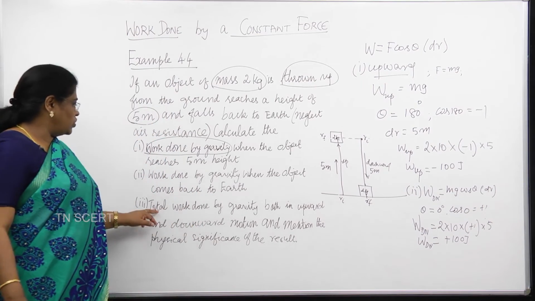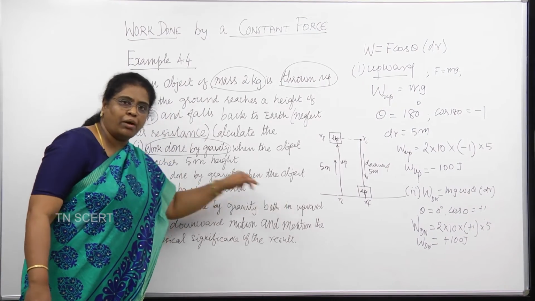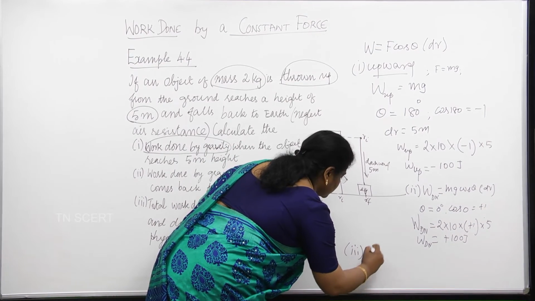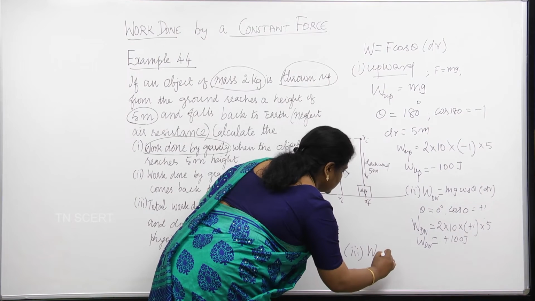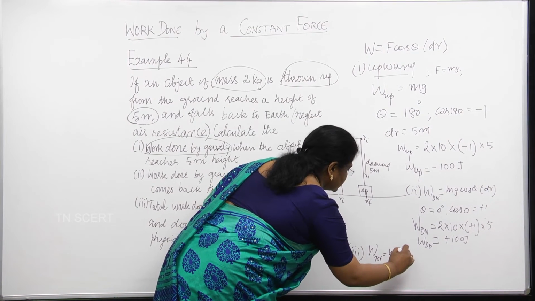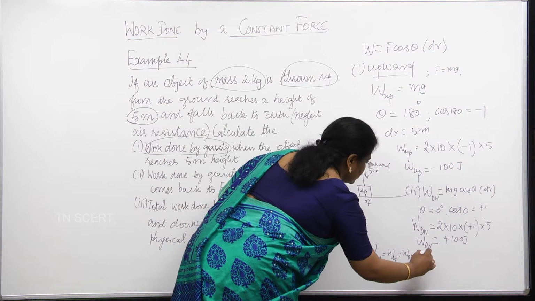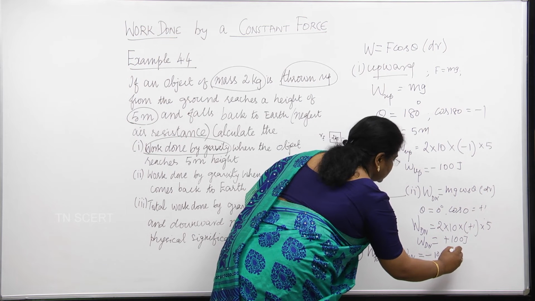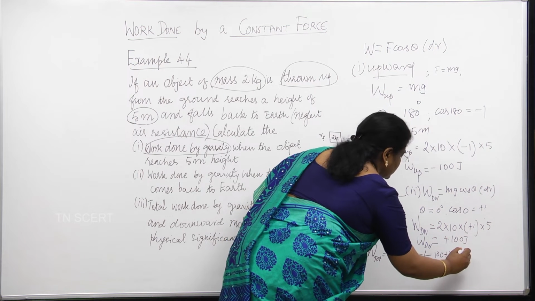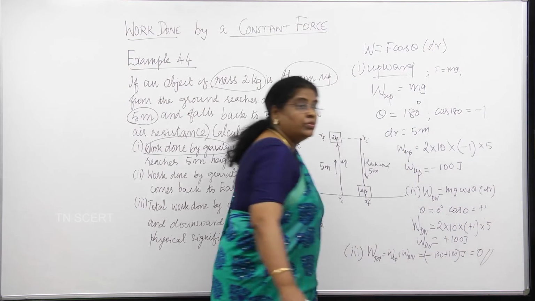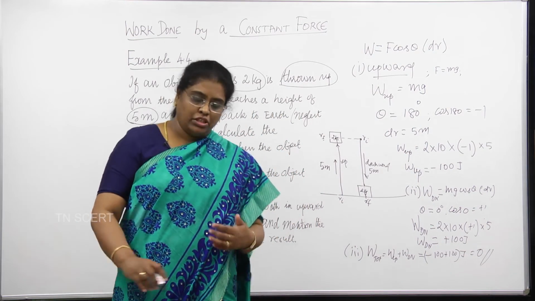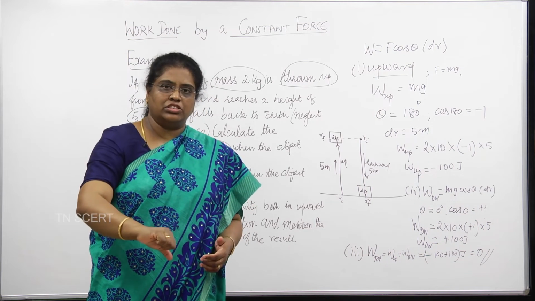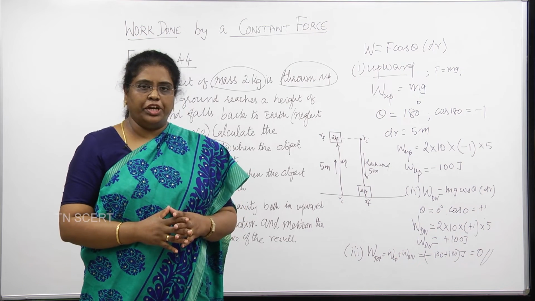Now, read the third question: total work done by gravity both in upward and downward motion. The total is the sum of the two, upward plus downward, which is minus 100 joules plus 100 joules, which is 0. Therefore, when the object goes to a particular height and comes back and falls on the ground, the total work done is 0.